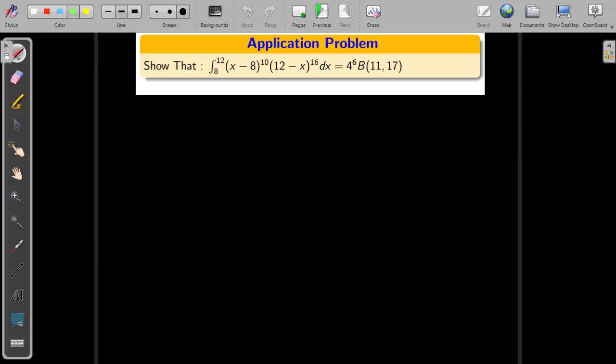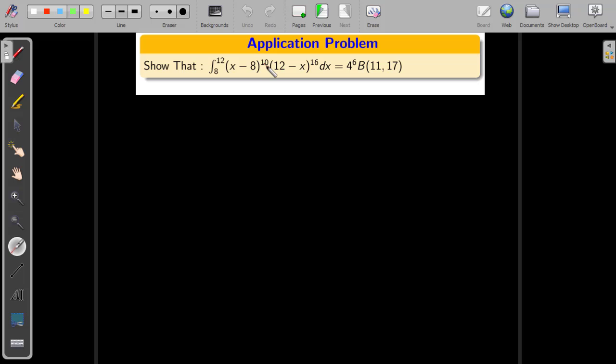Next is an application problem of the beta function, other form, phi. The question is given like this: integral from 8 to 12, lower limit is 8, upper limit is 12, of x minus b power, this is my b, this is my a, suppose x minus b power. It is not m minus 1; you make it m minus 1.